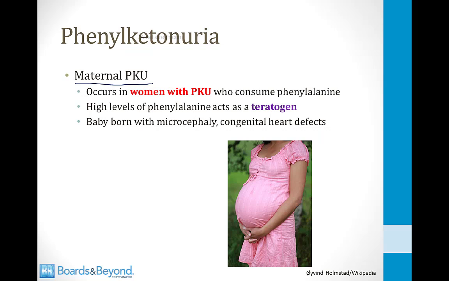Maternal phenylketonuria is something that happens to women who have PKU and then become pregnant and consume too much phenylalanine. This has nothing to do with the fetus or the baby having PKU. It has to do with the mom having PKU and then eating too much phenylalanine while she's pregnant. The high levels of phenylalanine in the mother will act as a teratogen to the fetus, so the baby can be born with microcephaly and congenital heart defects. So women who have PKU have to have their phenylalanine levels carefully monitored while they are pregnant so that the baby doesn't develop birth defects.